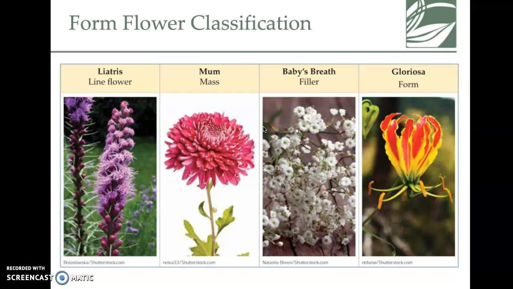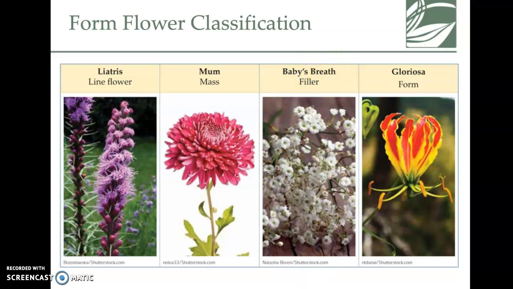So form classification. All of our flowers fit into a category. So you have line, mass, filler, and form. Line flowers tend to give you height. This is a liatris. Mass flowers tend to have more of the volume. They're going to be a bigger piece, tend to be a focal point in the arrangement. They also tend to be more expensive just because of their size.